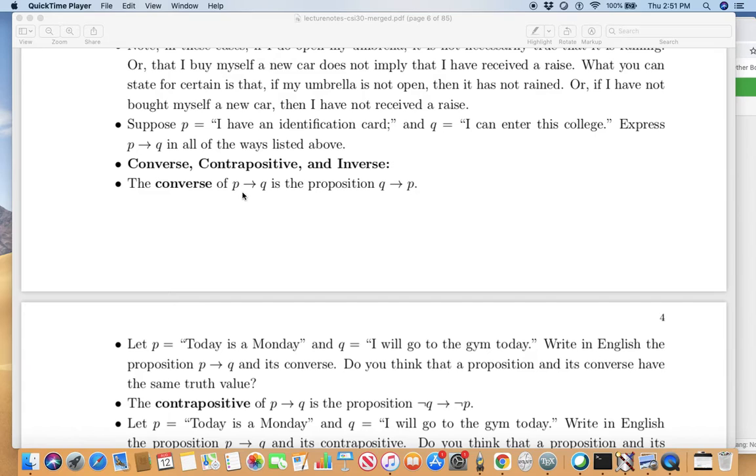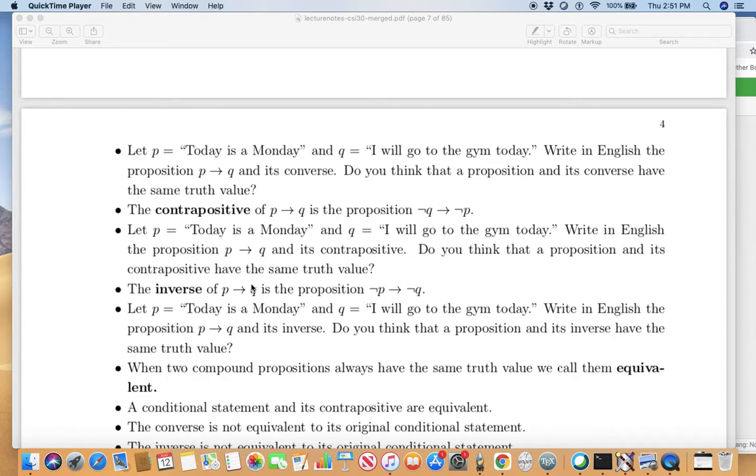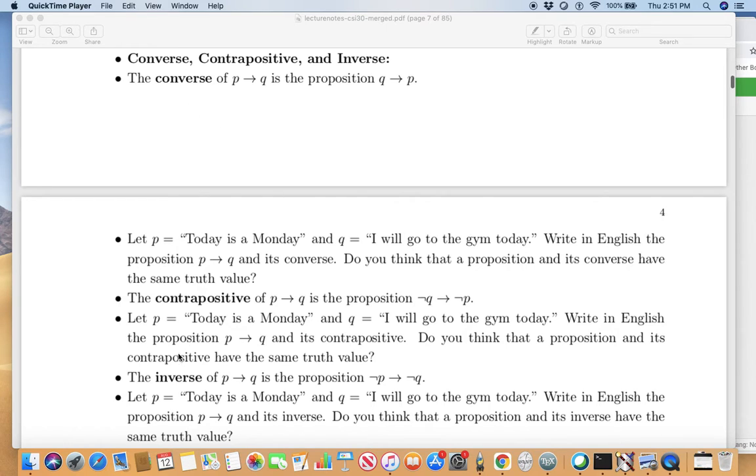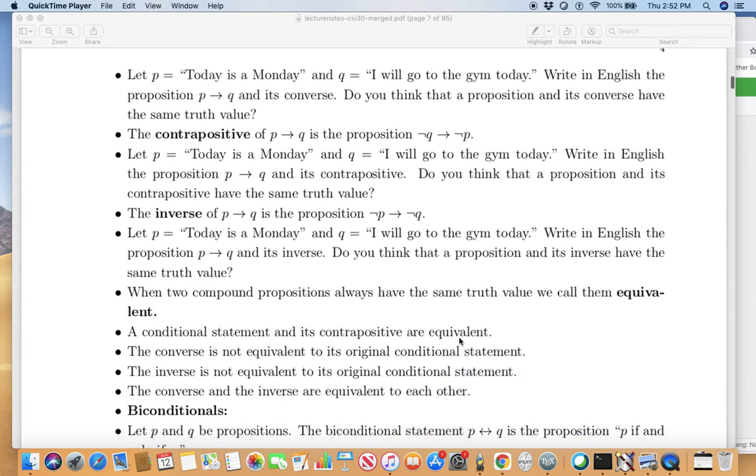Okay. Converse of P implies Q is Q implies P. Inverse of P implies Q is not P implies not Q. So you see, you have seen a few combinations obtained from P implies Q. Well, turns out the converse is not always equivalent, does not have the same truth value as your original one. The inverse also is not necessarily equivalent to the original, but the contrapositive is equivalent to your original one. Okay?